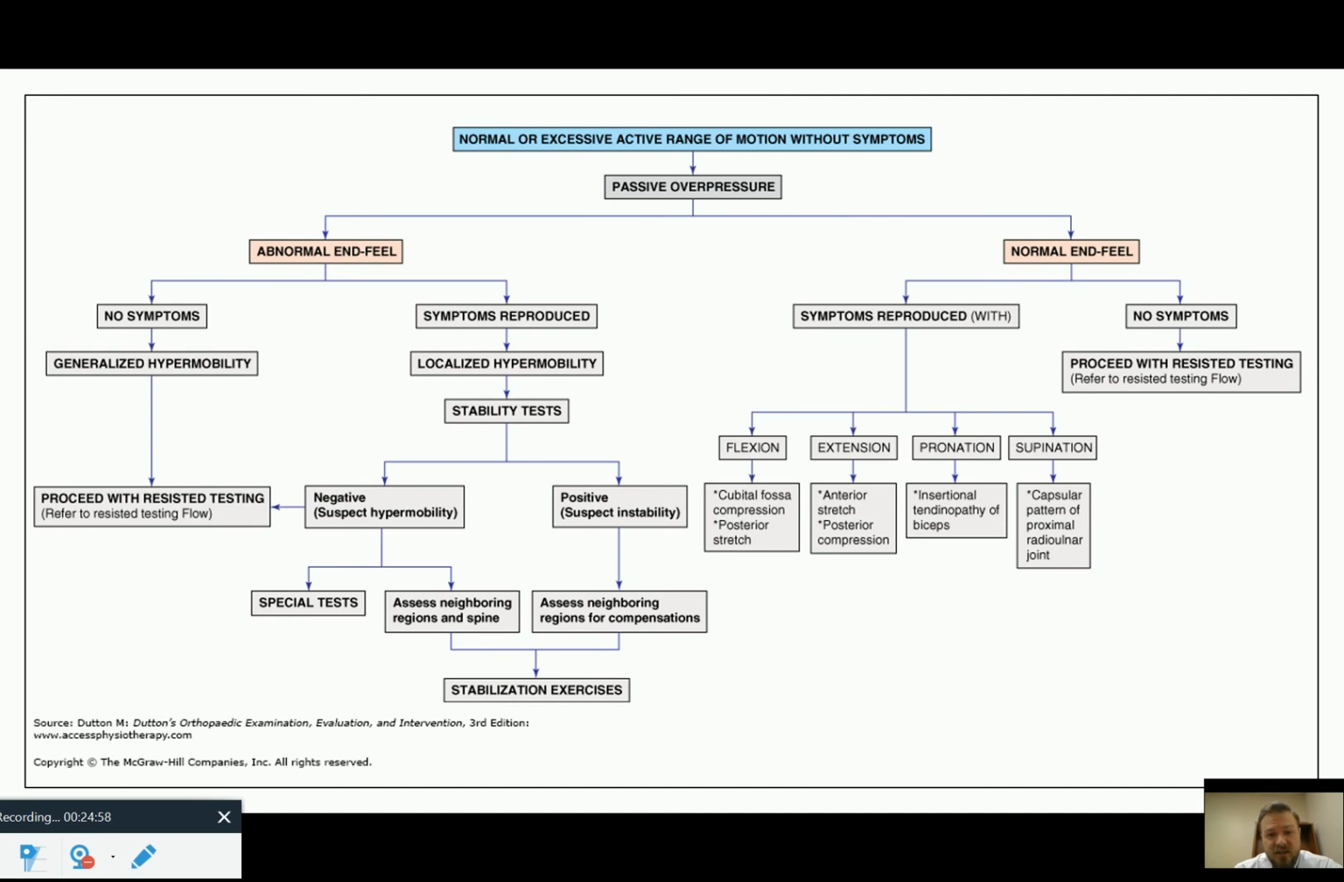I want you guys to just pause this and look through it and try to think: if you were seeing a patient right in front of you and you provided passive overpressure, if they had a normal end feel, what would you do next? If they had an abnormal end feel, what would you do next? And really try to put yourself in a PT's shoes, maybe that you've observed before, or try to get a patient in mind that you've seen, and go from there. We can go over this in much more detail if you guys would like in class.